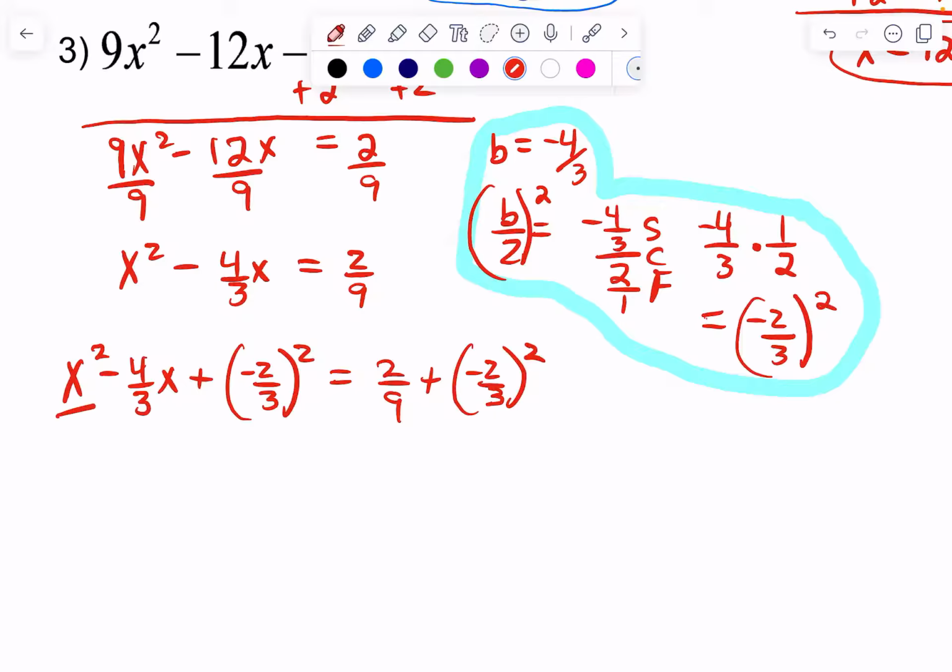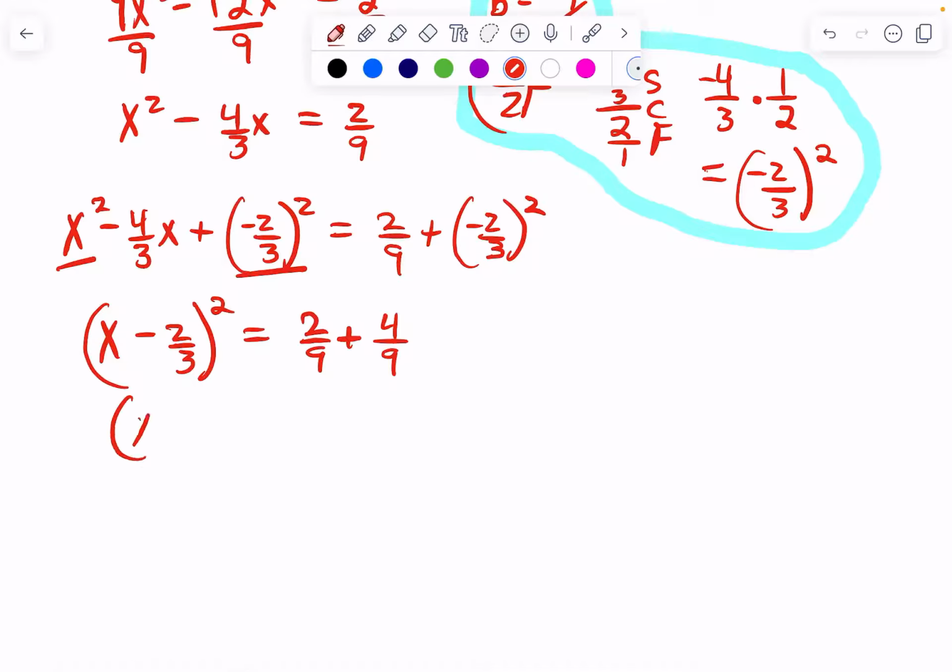So now the square root of x squared is x. The square root of negative 2/3 squared is negative 2/3. We're going to square that binomial, completing the square. And that's going to equal 2/9 plus 4/9. So I've got x minus 2/3 squared equals 6/9 actually, because 2/9 plus 4/9 is 6/9.